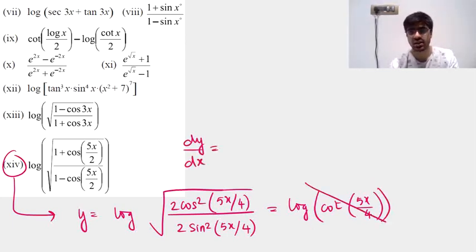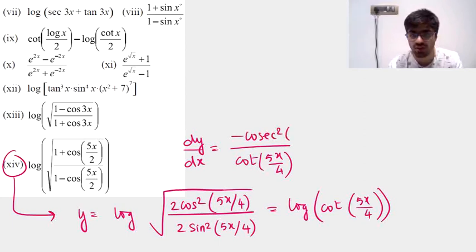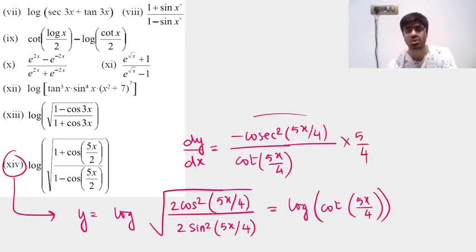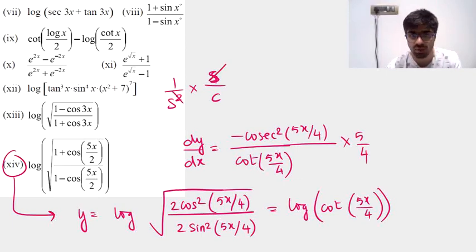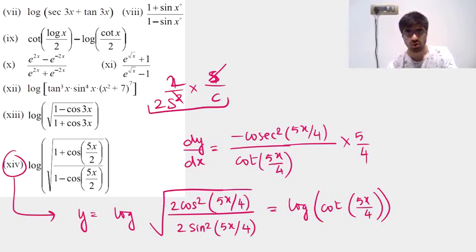So log x, the derivative is 1 upon x, that is 1 upon cot 5x by 4. Multiply it further with the derivative of cot, that is minus of cosec square 5x by 4, into the derivative of 5x by 4, which is simply 5 by 4. Now cosec square upon cot. So cosec square is like 1 upon sine square, into 1 upon cot, which is like cos upon sine. So cos upon sine goes up, sine gets cancelled, multiply with a 2 in the numerator and denominator, this becomes sine 2x.